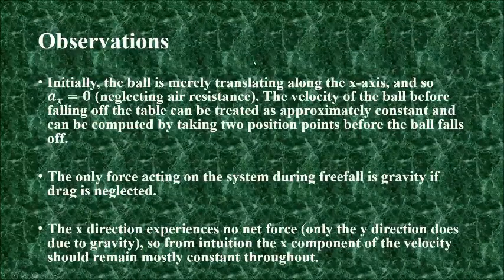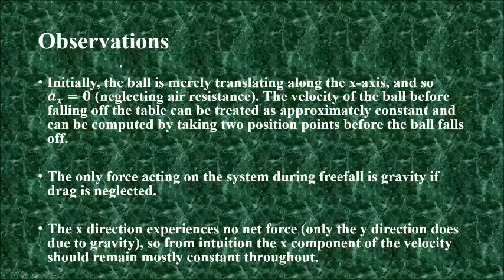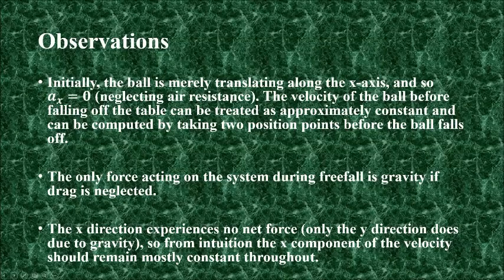Observations we can make about our system before we make any calculations are that initially the ball is just translating along the x-axis. So the acceleration along the x-axis is 0 if we neglect air resistance. The velocity of the ball before falling off the table can be treated as approximately constant and can be computed by taking 2 position points before the ball falls off of the table. The only force acting on the system during free fall is gravity if air resistance or drag is neglected. The x direction experiences no net force, but the y direction does due to gravity. So from intuition, the x component of the velocity should remain mostly constant throughout the motion.